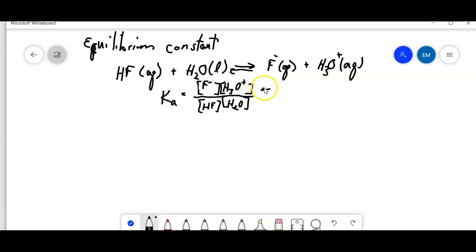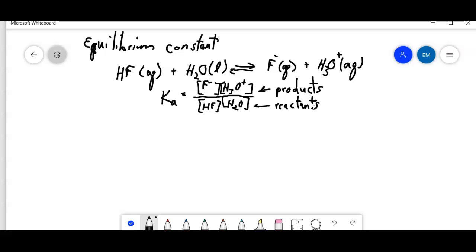These are the products. These are the reactants. So the concentrations of the products are multiplied together to give you a product. So you've got the fluoride times hydronium, and it's divided by the concentration of hydrogen fluoride times the concentration of water, which are the reactants.